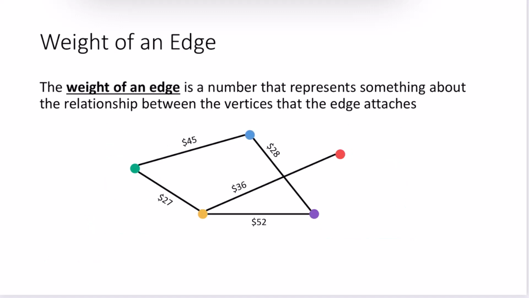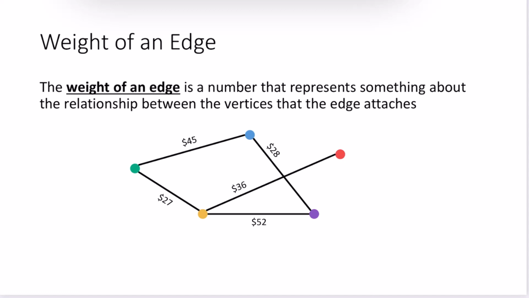The last vocabulary word we need to know is the weight of an edge. So the weight of an edge is a number that represents something about the relationship between the 2 vertices that the edge attaches to each other. So for example, let's say that the vertices in this graph were representing different cities. Well, if they represented different cities, we might have the edges representing maybe if those 2 cities have a bus route between them. And we could have the weight of the edge represent the cost of the ticket to ride the bus from one city to another.